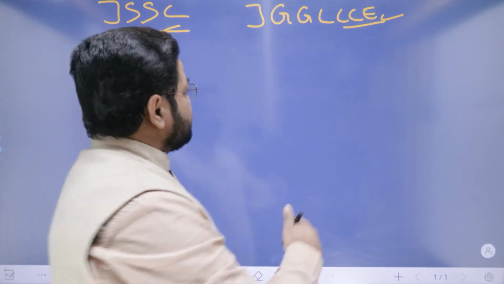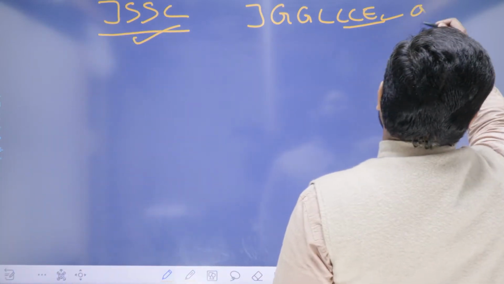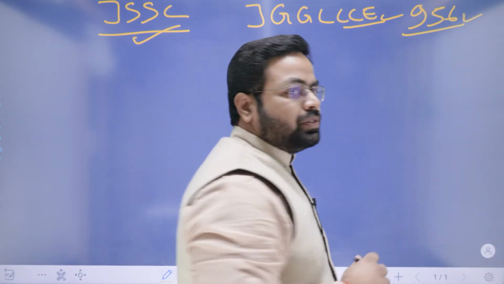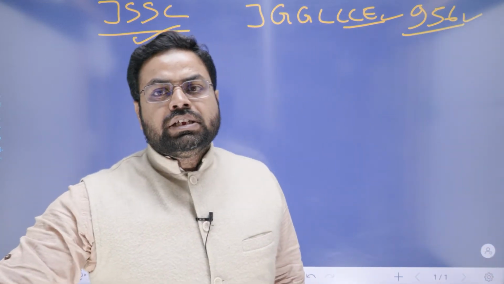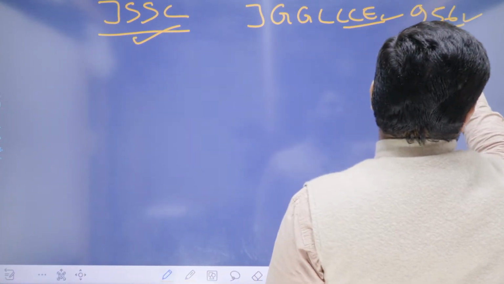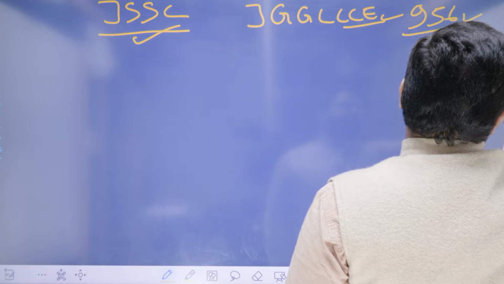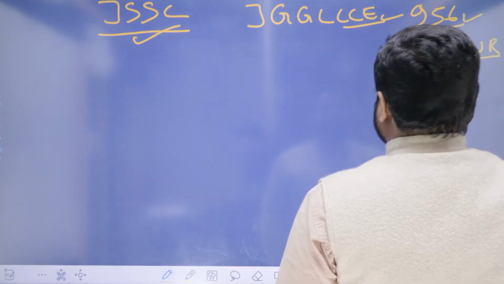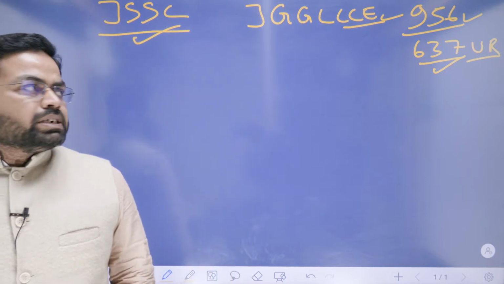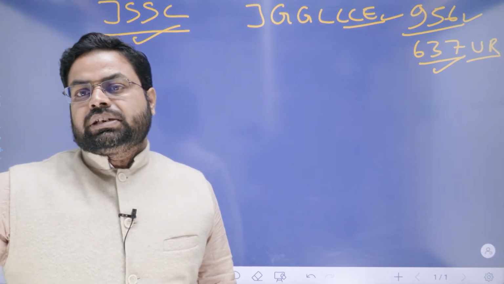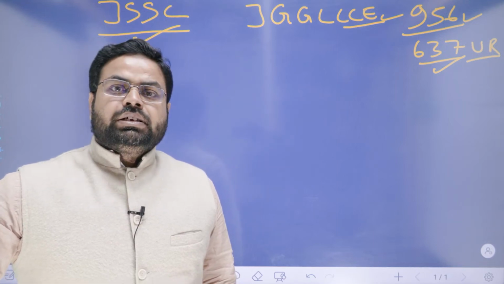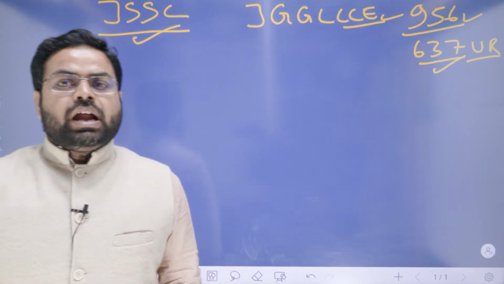And here let us look at the number of vacancies. There are a total of 956 vacancies that have been announced by JSSC, and out of this 637 vacancies are for the unreserved category and the rest are for the reserved category. So again, it is a great boon for unreserved category students because the number of seats is quite good and it deserves to be given an attempt.